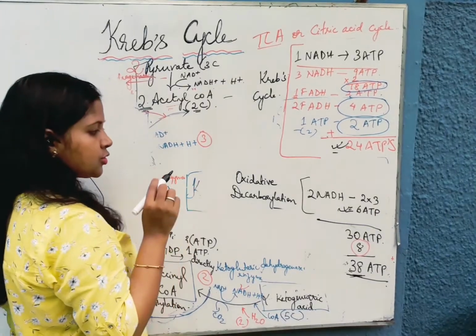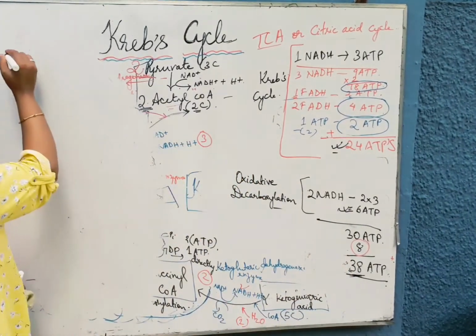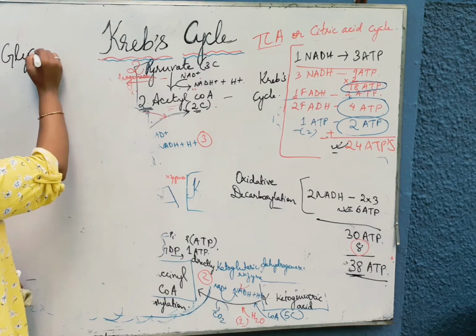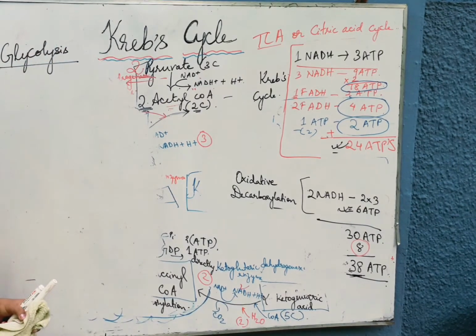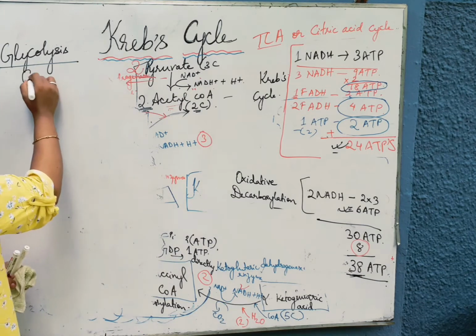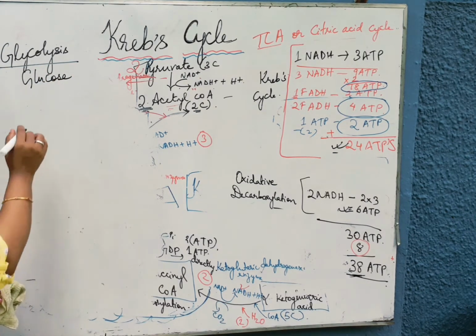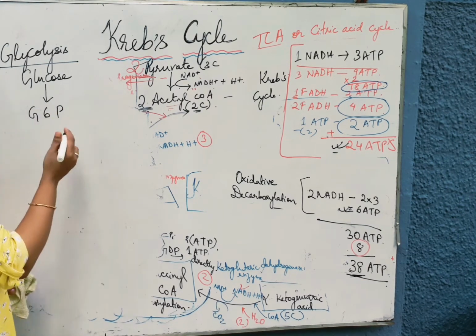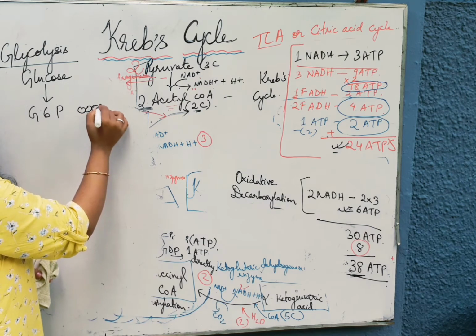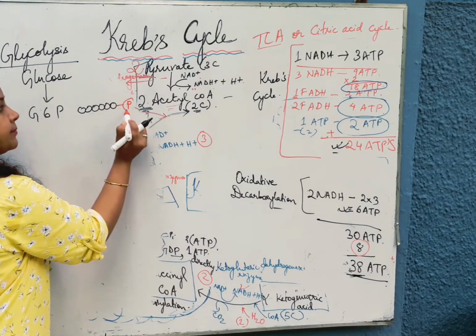To show that 8 ATPs are produced in the glycolysis, please watch the previous video. You will understand how many ATPs are produced in glycolysis and how the reactions take place in that. Here in the glycolysis, glucose is the first one needed for the respiration to take place. This glucose will be converted into glucose 6-phosphate, because there are 6 carbon atoms, 4, 5, 6, and the phosphate will be added here.